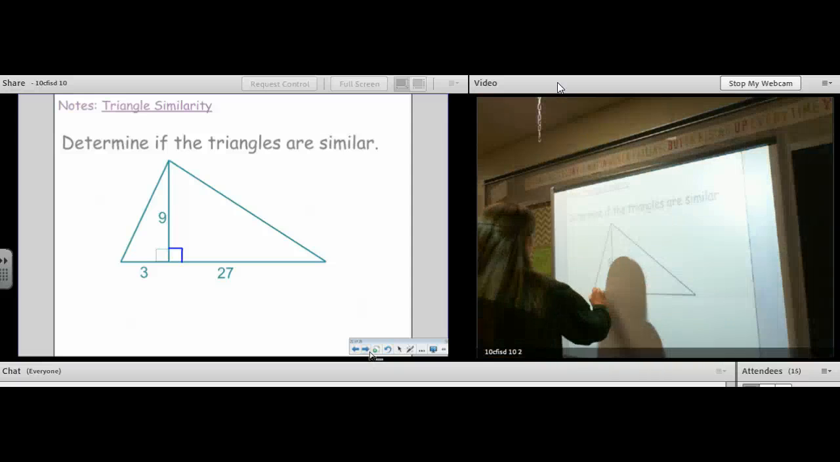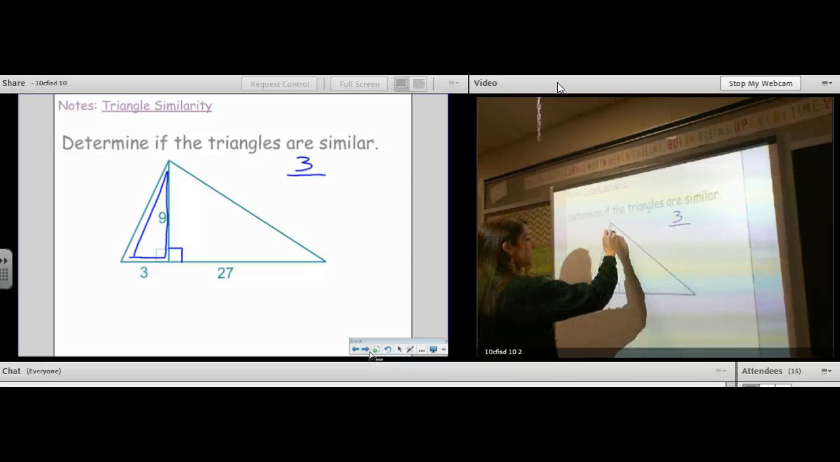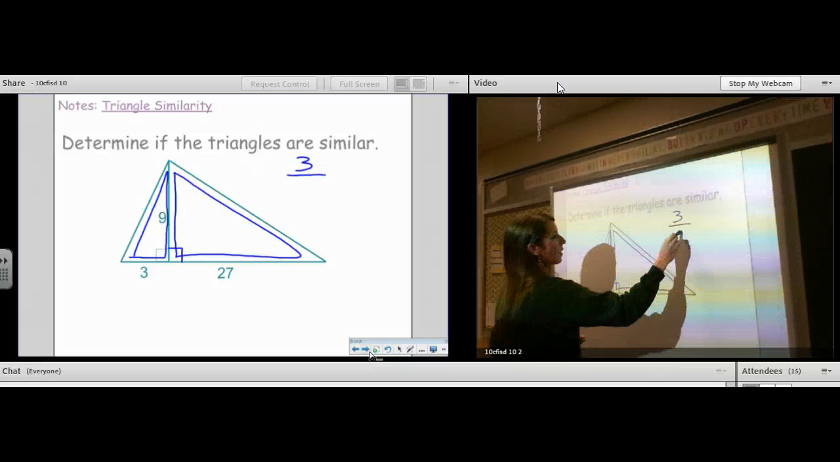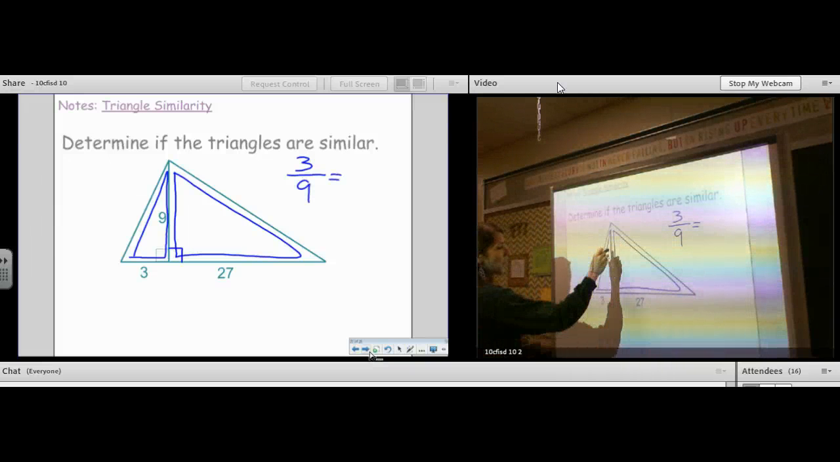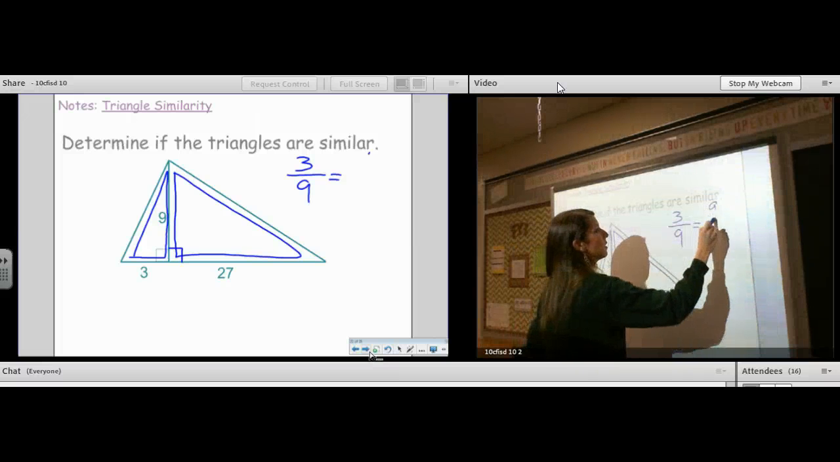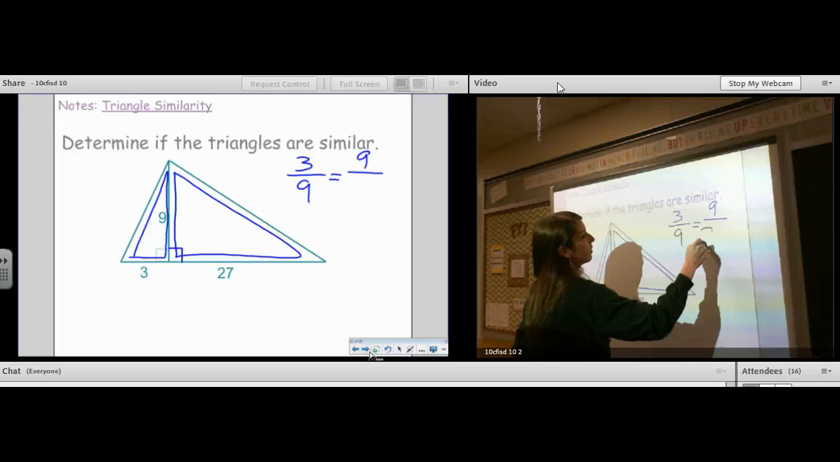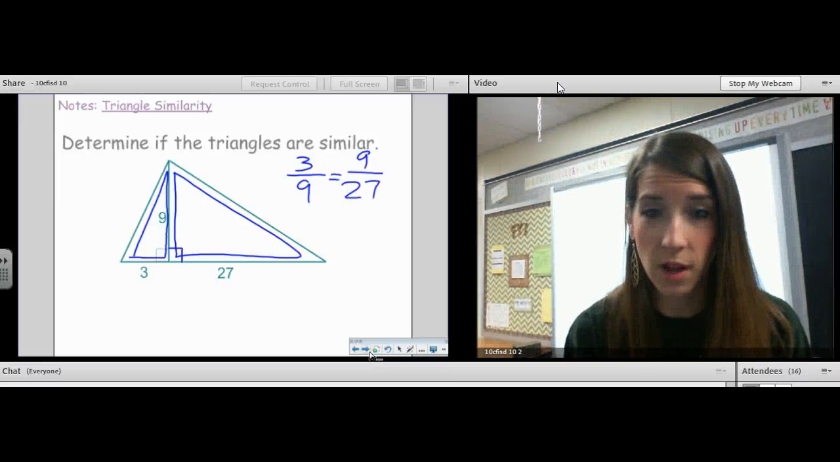So let's look at this triangle. What's the smallest number of this triangle? 3. Let's look at this triangle. What's the smallest number of that triangle? 9. Small over small equals, what's the largest one of the small triangle? 9. What's the largest one of the large triangle? 27. So I put small over small equals large over large.